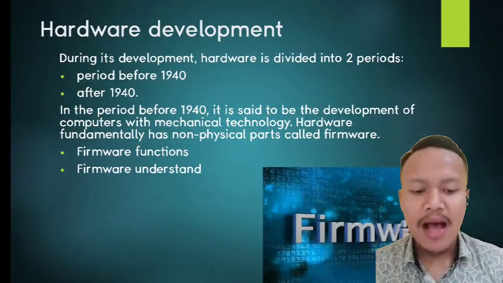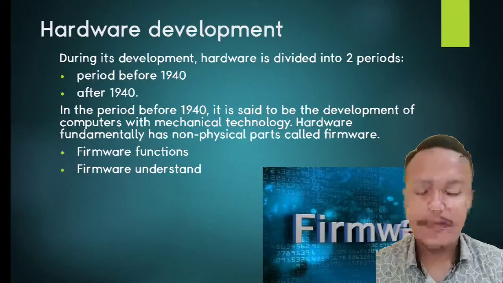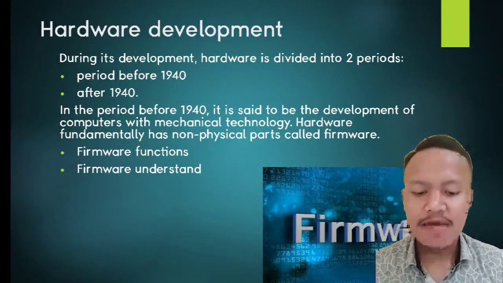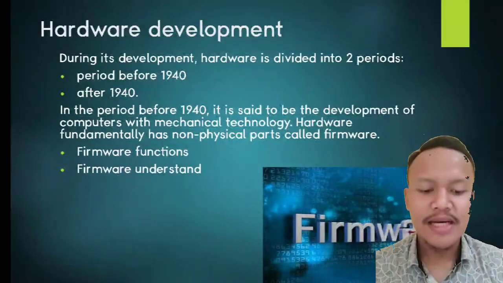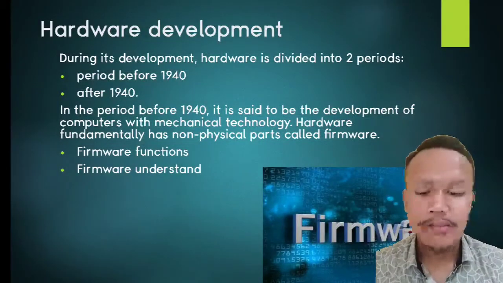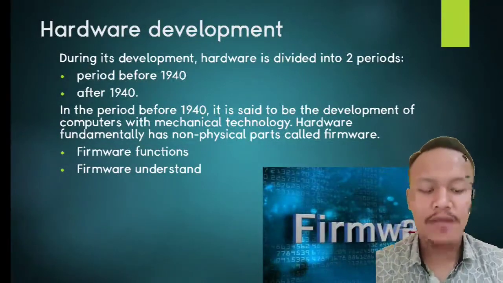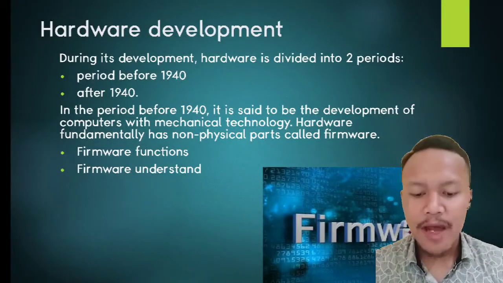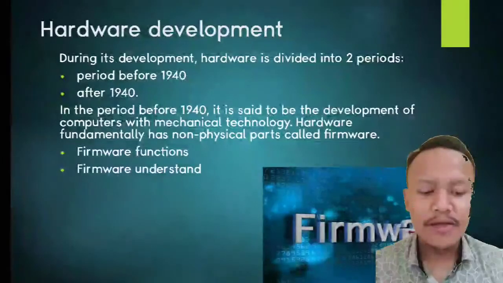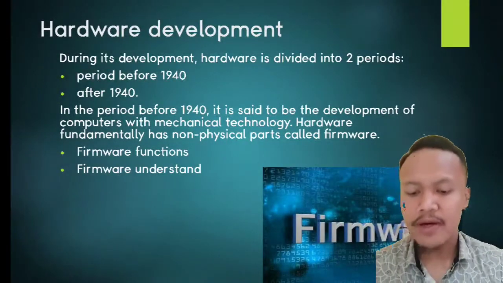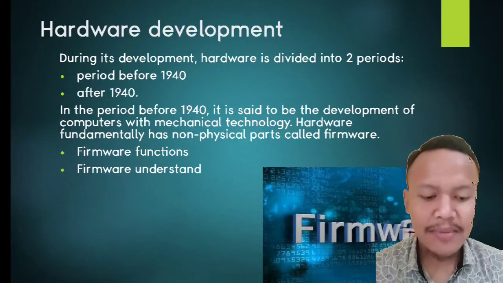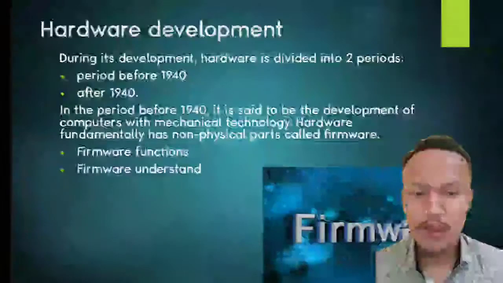Hardware fundamentally has a non-physical part called firmware. Firmware functions as the provider of basic instructions that can be carried out by a hardware, which is stored in a special memory chip on a piece of hardware, which can be either ROM or EEPROM. Firmware is a small piece of software that is usually written in a low-level programming language to quickly produce basic instructions that can be used by the hardware.